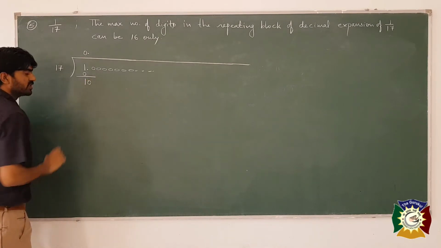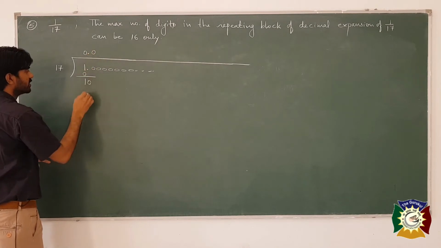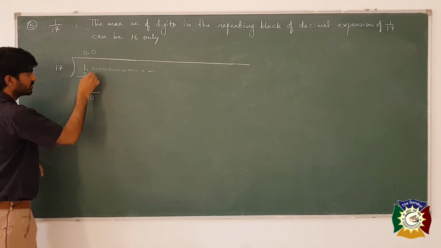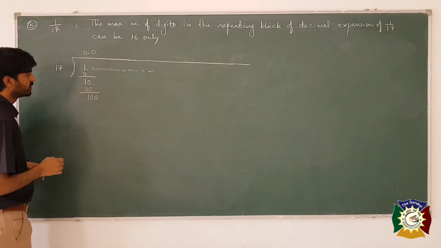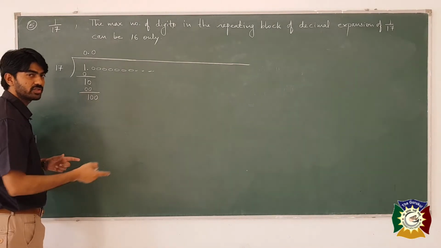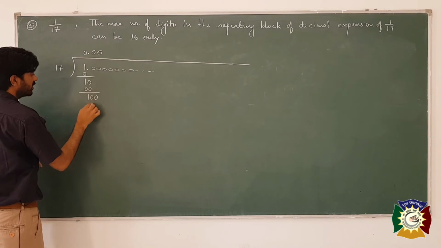So 10 comes here. So it will be 17. Again 17 zeros are 0. So remainder is 10. One more 0 we will bring down. 17 fives are 85, because 17 sixes are 102, which will be more than 100. So 17 fives are 85.